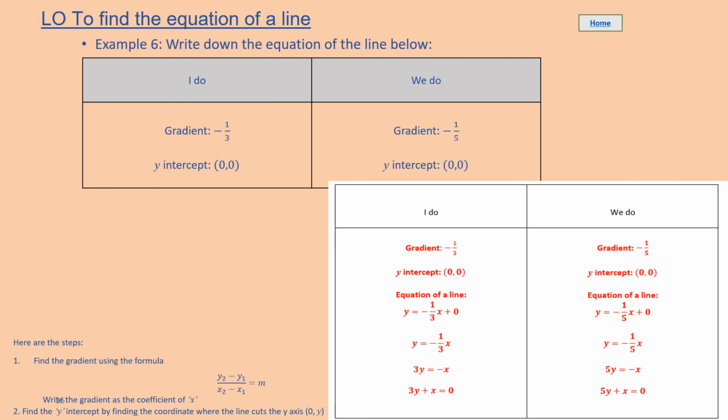Well done. So the gradient's minus a fifth, y-intercept 0. So we get the equation of the line is y equals minus a fifth x plus 0. So y equals minus a fifth of x. We don't want the fraction. Multiply both sides by 5. 5y equals minus x. Add x to both sides. 5y plus x equals 0. And that's the form that we needed.